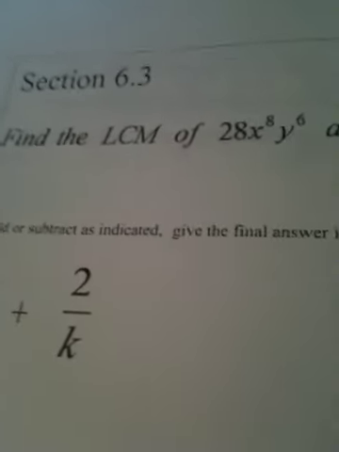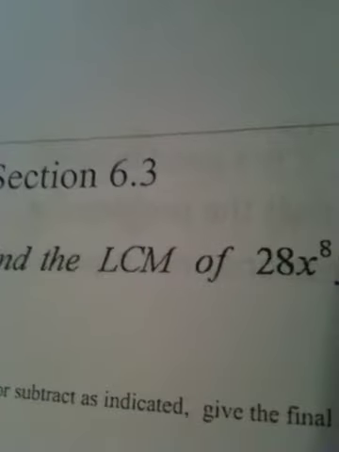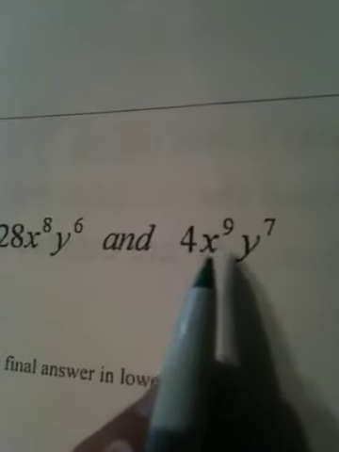Okay, so section 6.3 actually involves adding and subtracting algebraic expressions. But before we go there, we need to remember how to find least common denominators, which the concept of least common multiple is going to tie in here. So I want to find the least common multiple of 28x to the 8th y to the 6th and 4x to the 9th y to the 7th.